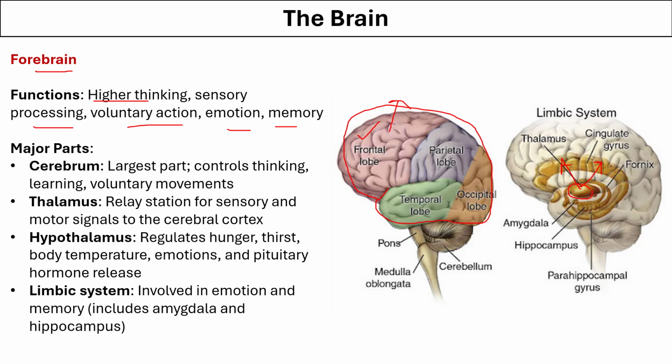At the base of the thalamus, you will find the hypothalamus. This is the area below the thalamus, which is why it is called hypothalamus, and it regulates hunger, thirst, body temperature, emotions, and also talks to the pituitary gland and regulates its functions. Another part of our forebrain is the limbic system, the system that helps us with emotions and memory, and two important parts of the limbic system are the hippocampus and amygdala.